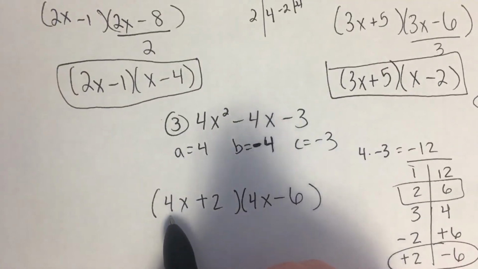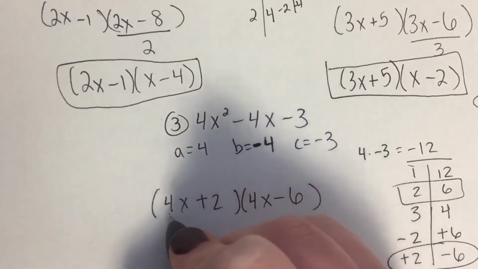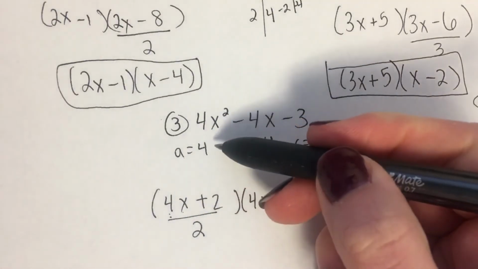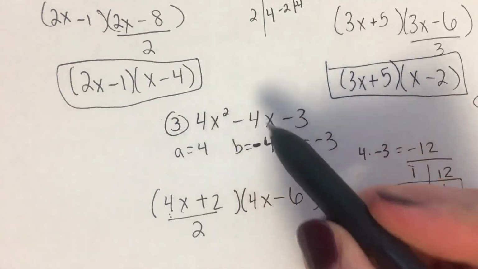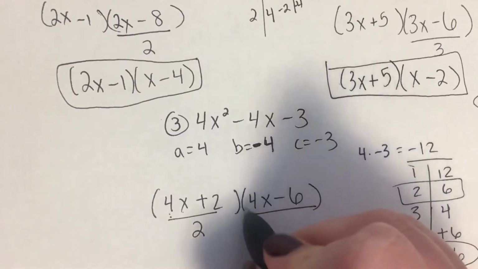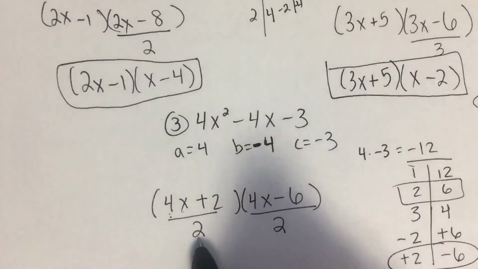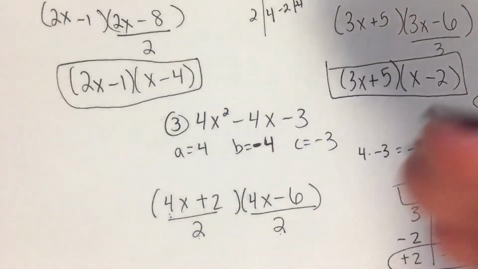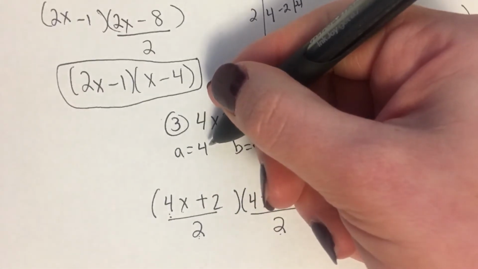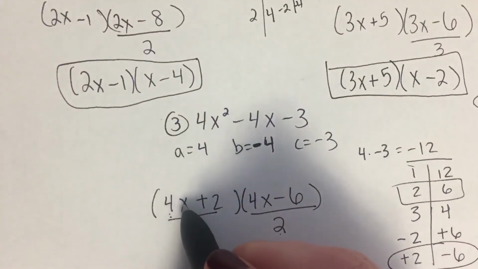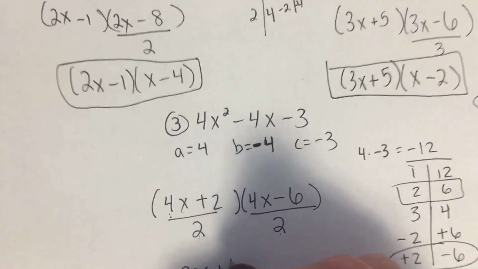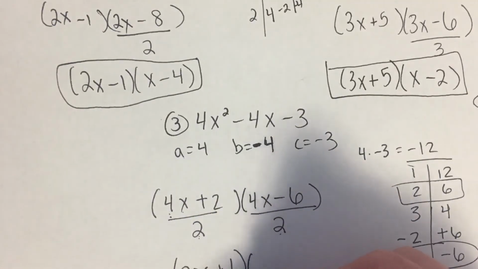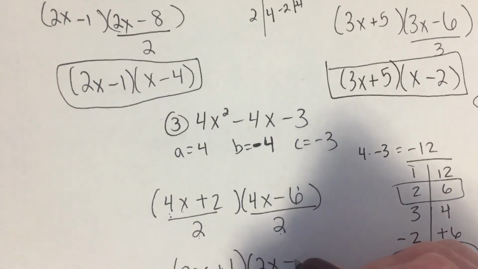You'll notice that a 4x and a 2 have a 2 in common, but that's not enough because we're trying to get rid of a factor of 4. So you'll notice the second parentheses also has a 2. And if we take a look, 2 times 2 makes 4. So as long as whatever you're dividing by multiplies to make your a, you're good. So 4x divided by 2 is 2x, plus 1. And 4x divided by 2 is 2x, and minus 3.